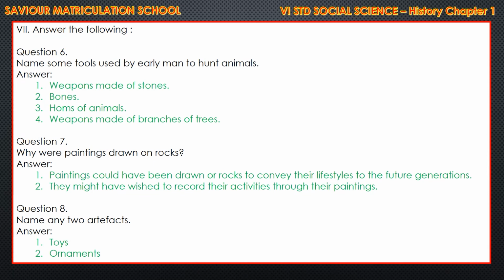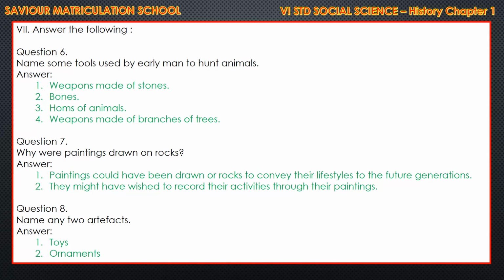Why were paintings drawn on rocks? Answer is, paintings could have been drawn on rocks to convey their lifestyle to the future generation. Shall I repeat it again, children? Paintings could have been drawn on rocks to convey the lifestyle to the future generations. And second point in that, they might have wished to record their activities through their paintings. Have you understood? Okay. Question number 8.